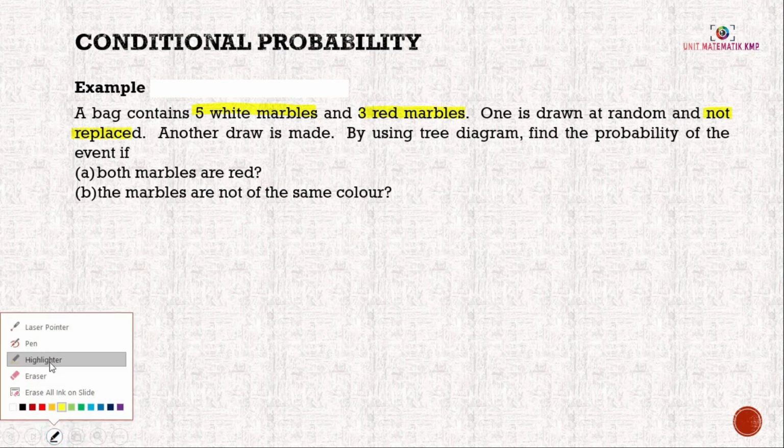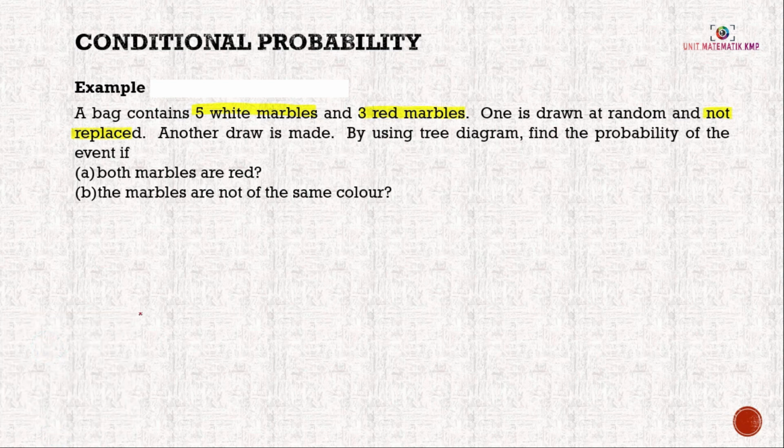So before we answer the probability question, we do the tree diagram first. So dekat sini kita kena identify lah kita punya event. So W is event white marble is drawn, and R is event that red marble is drawn. Okay, first kita akan start.